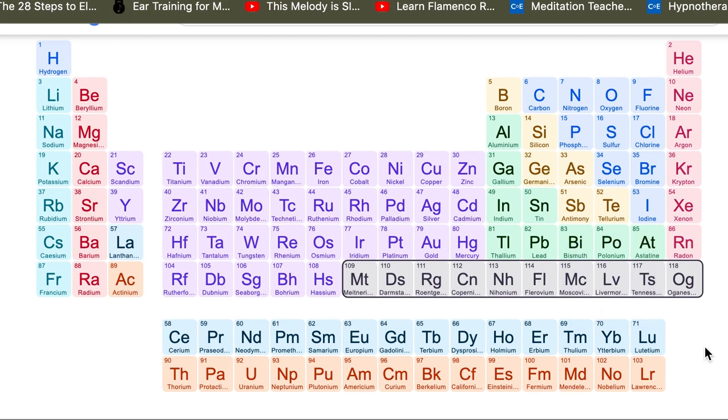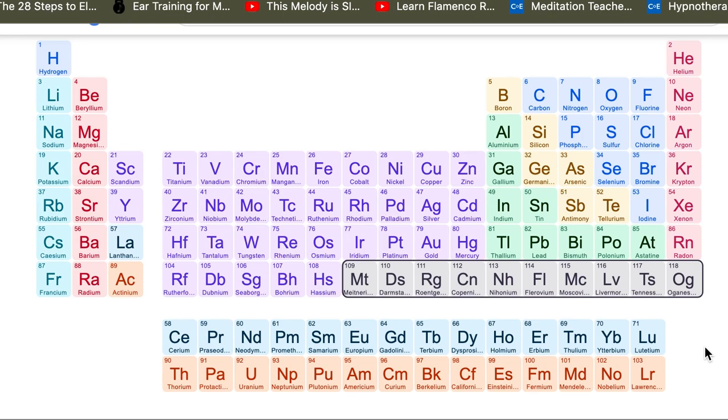The horizontal rows in the periodic table are called periods, and the period number indicates the number of electron shells. So all elements in the same period would have the same number of electron shells. The vertical columns in the periodic table are called groups, and each element in the same group contains the same number of valence electrons in its outermost shell.